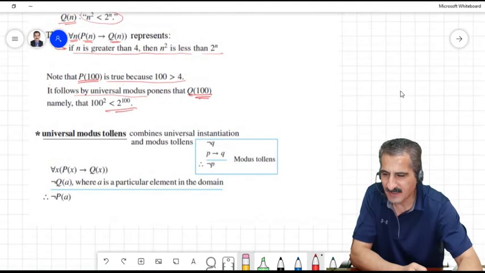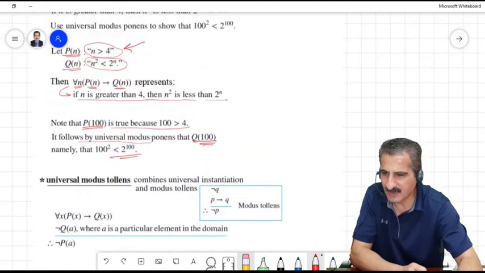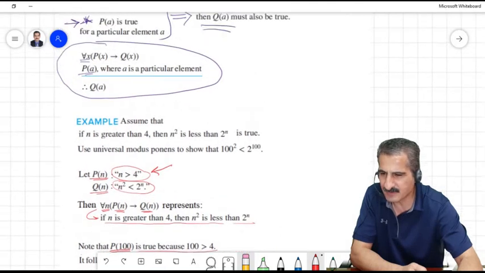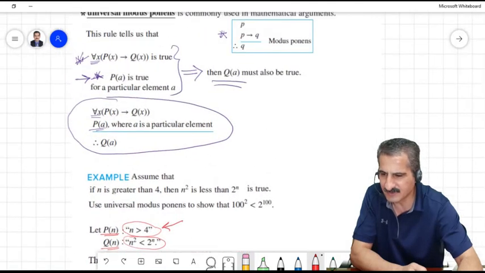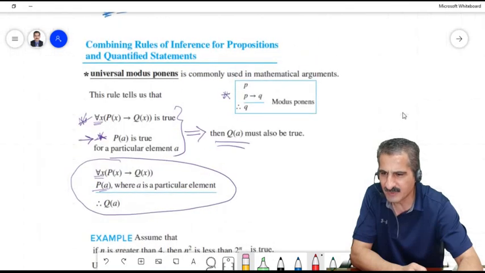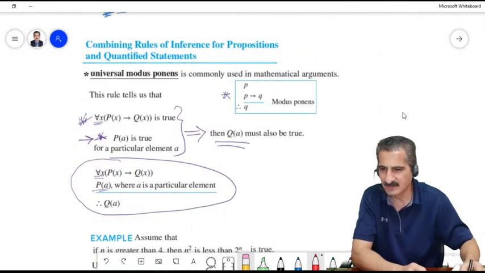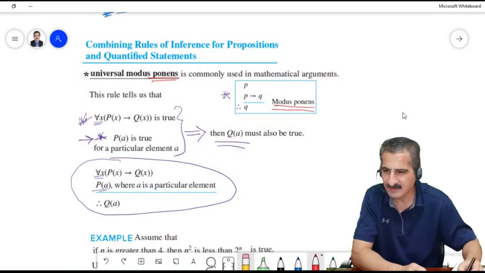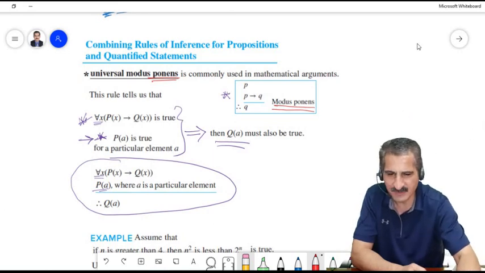Okay. And the one above, what we called it? We give it a name: universal modus ponens, because it looks like this. This is why I wrote it here. Universal modus ponens.